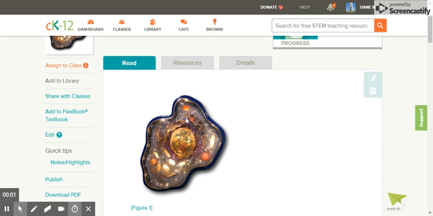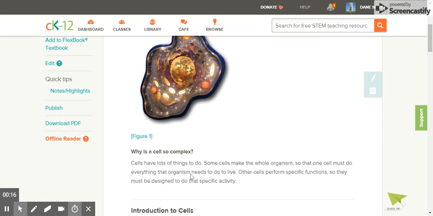Here is an image of a cell. You'll notice many different things inside the cell. This large central item, this globby looking thing, these globby looking things here, these glowing items, some red spheres. Why is a cell so complex?